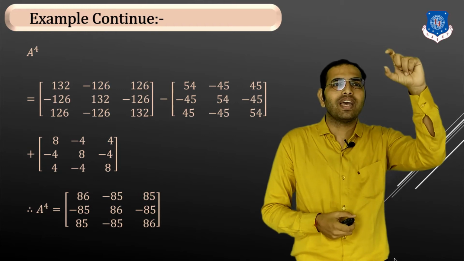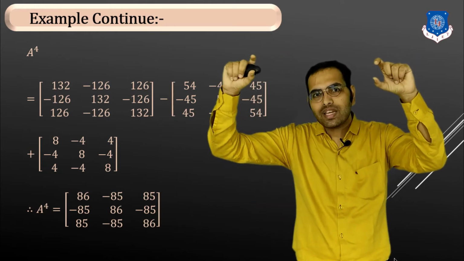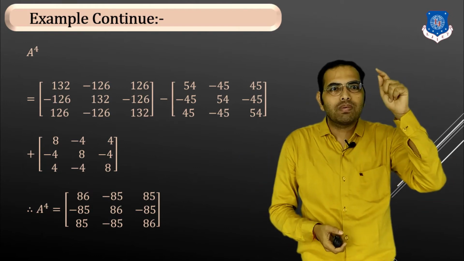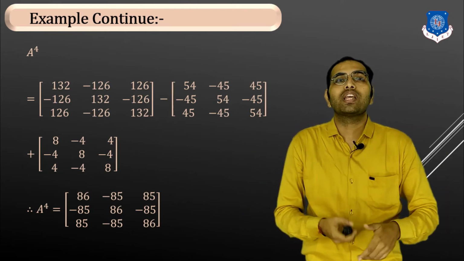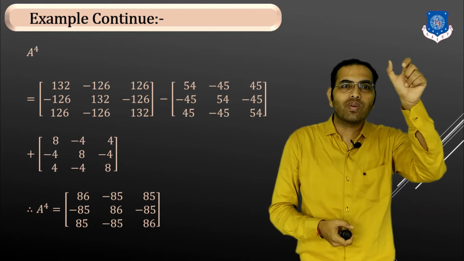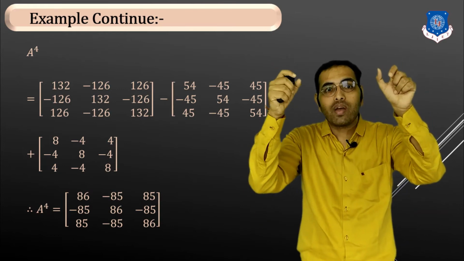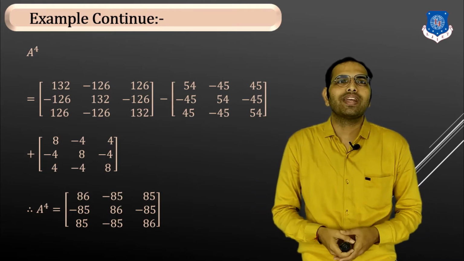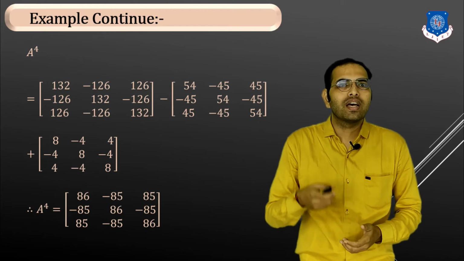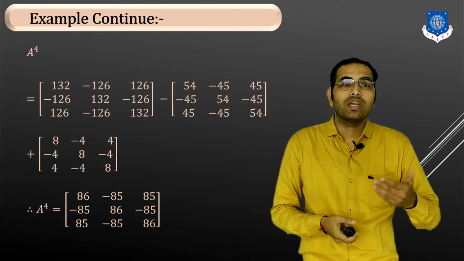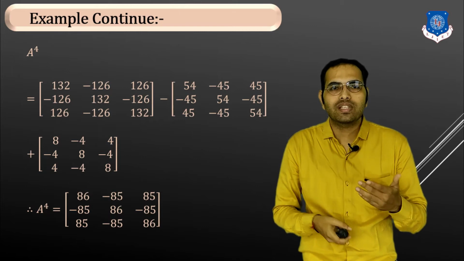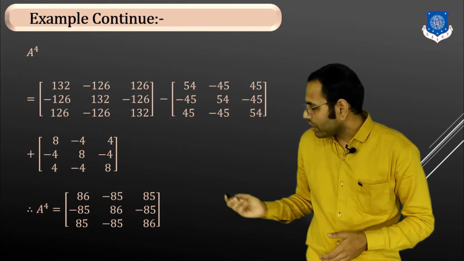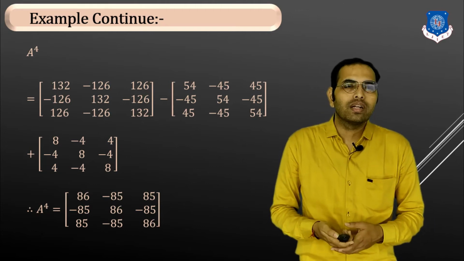We add or subtract element by element, which means the first matrix has an A11 position, the second matrix has an A11 position, and the third matrix has an A11 position. That means 132 minus 54 plus 8 gives you 86. Similarly, minus 126 plus 45 minus 4 gives you minus 85, and so on. Then our matrix A4 is 86, minus 85, 85. In the second row, minus 85, 86, minus 85. In the third row, 85, minus 85, 86. That is exactly A raised to 4.